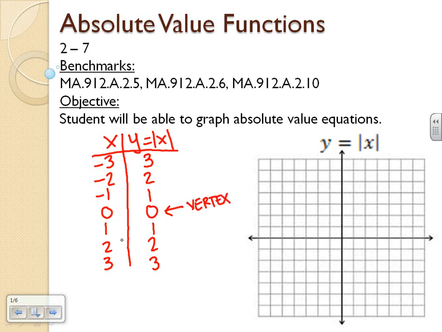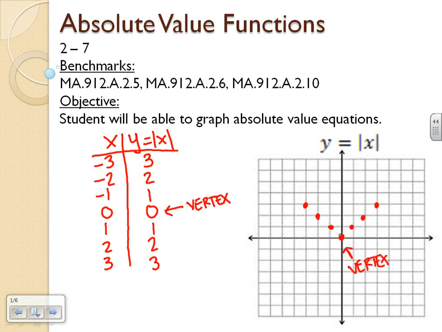Because now if we take this table and plot it on the graph, we get 0, 0, -1, 1, -2, 2, -3, 3. And then on the other side, we get 1, 1, 2, 2, 3, 3. And as you see, 0, 0 is kind of the center of where all that stemmed from. So this is called the vertex.